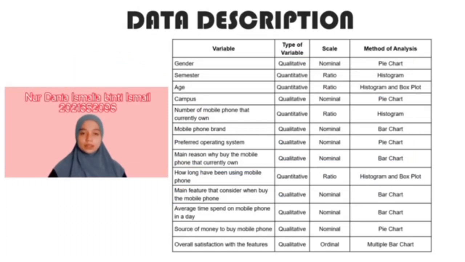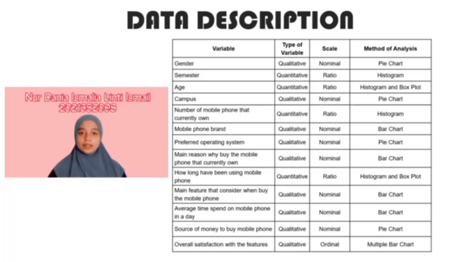Data description: gender, type, qualitative, scale, nominal, method, pie chart. Semester, type, quantitative, scale, ratio, method, histogram. Age, type, quantitative, scale, ratio, method, histogram, and box plot. Campus, type, qualitative, scale, nominal, method, pie chart. Number of mobile phones currently owned, type, quantitative, scale, ratio, method, histogram. Mobile phone brand, type, qualitative, scale, nominal, method, bar chart.